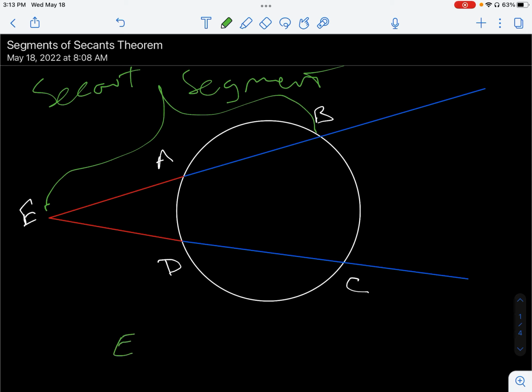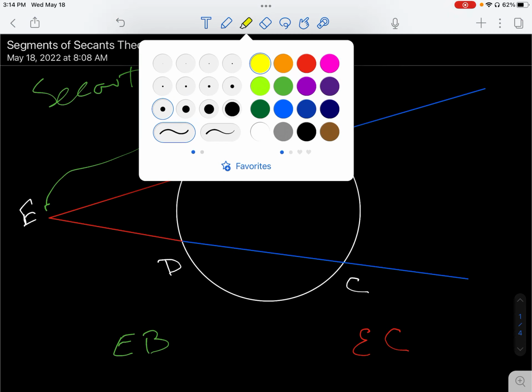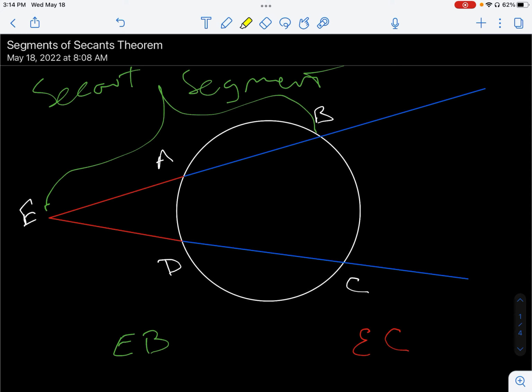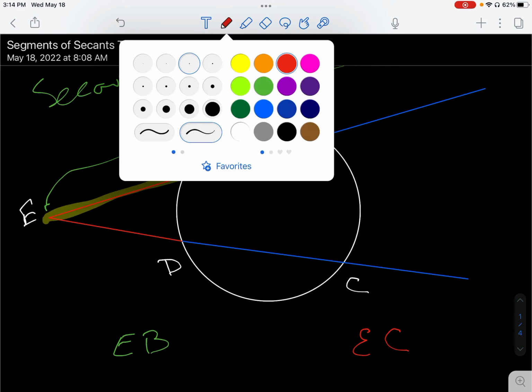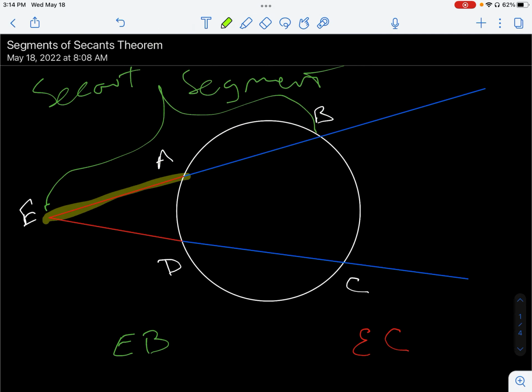So let's write down our secant segment here. And let's write this other one down here. And the secant segment will have an external segment to it. And that's a portion like right here, EA, that is outside the circle. So let's write down EA.